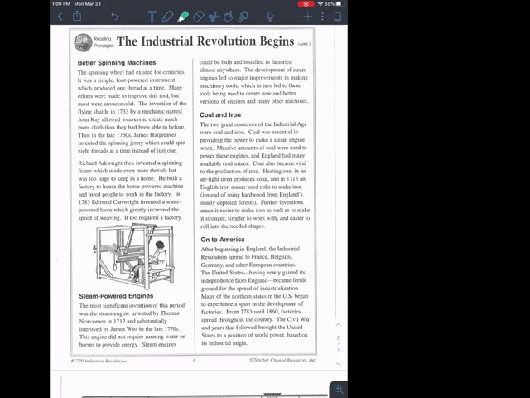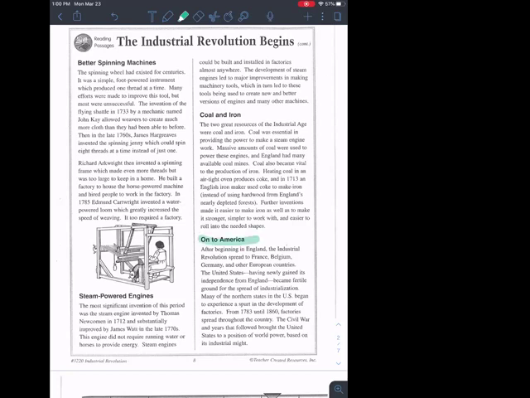Heating coal in an airtight oven produces coke, and in 1713, an English iron maker used coke to make iron instead of using hardwood from England's nearly depleted forests, meaning they had cut down most of their forests. Further inventions made it easier to make iron as well as to make it stronger, simpler to work with, and easier to roll into the needed shapes.